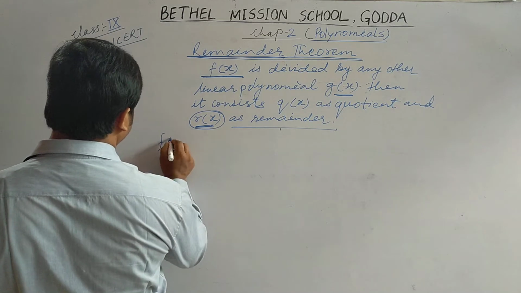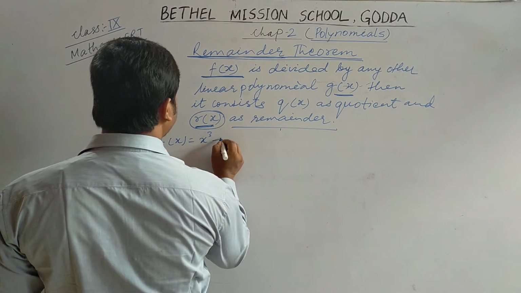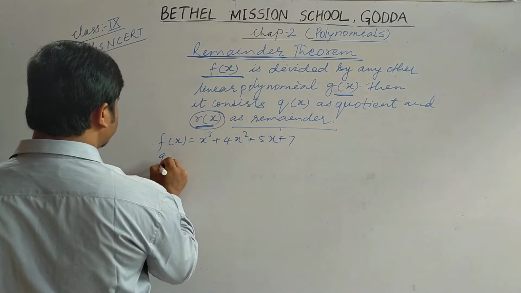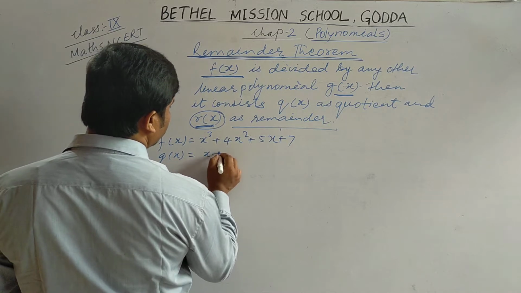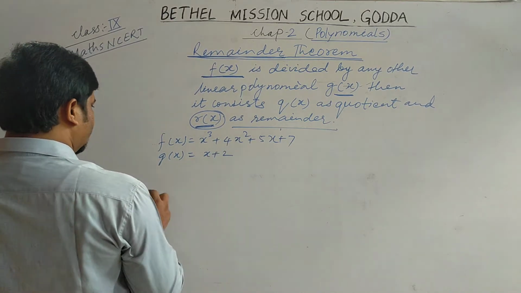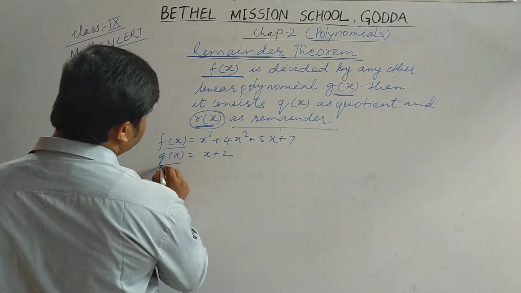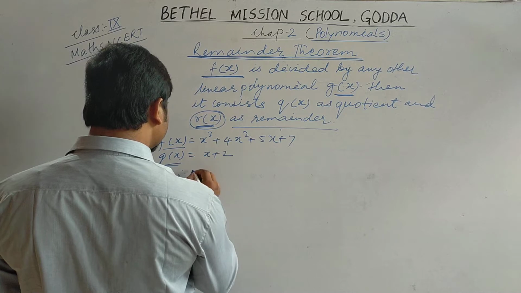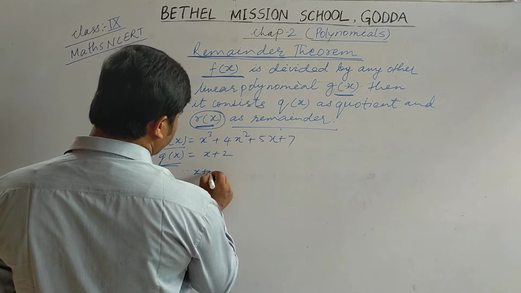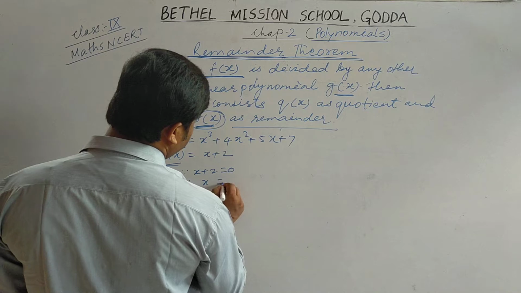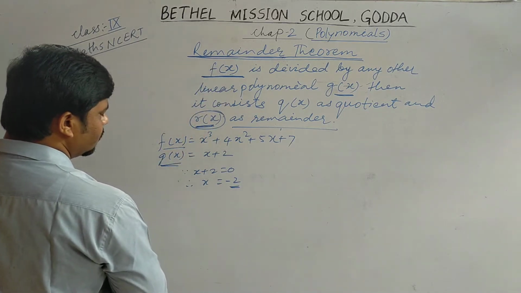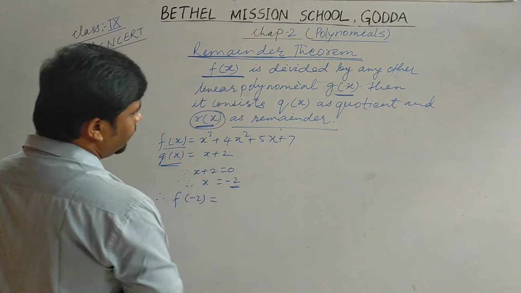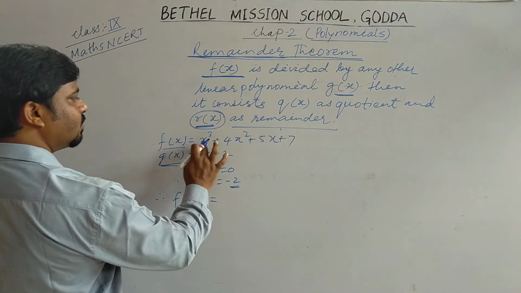Here we have f(x) = x³ + 4x² + 5x + 7 and g(x) = x + 2. So we are going to divide this f(x) by g(x). Since x + 2 = 0, therefore x = -2. So f(-2) equals what? In the place of x we put -2.